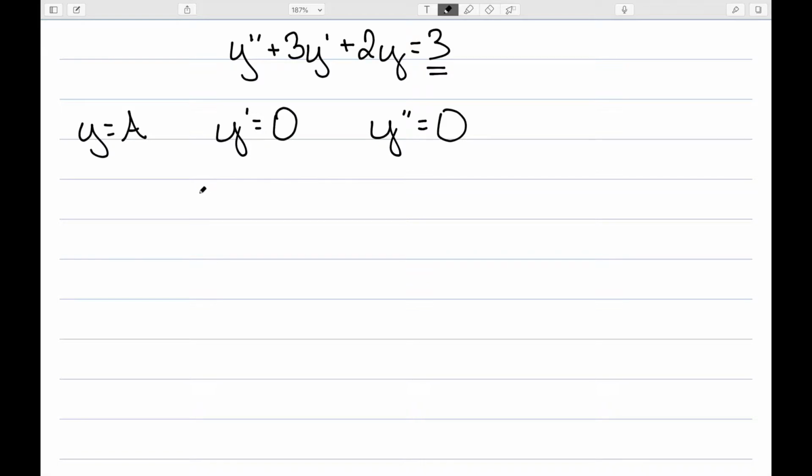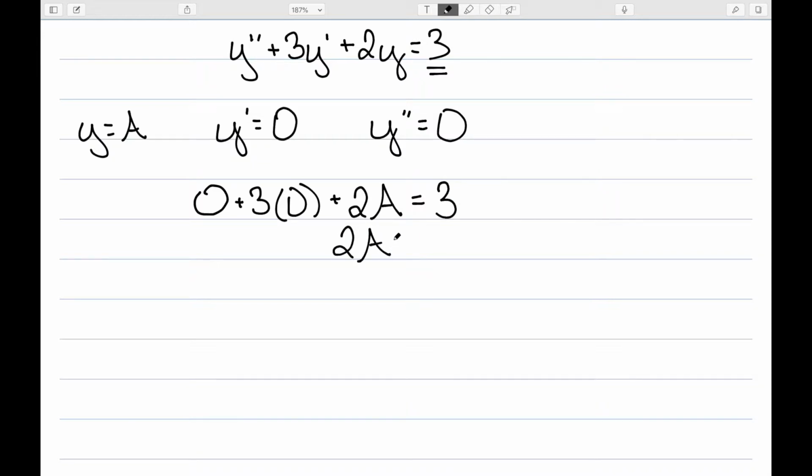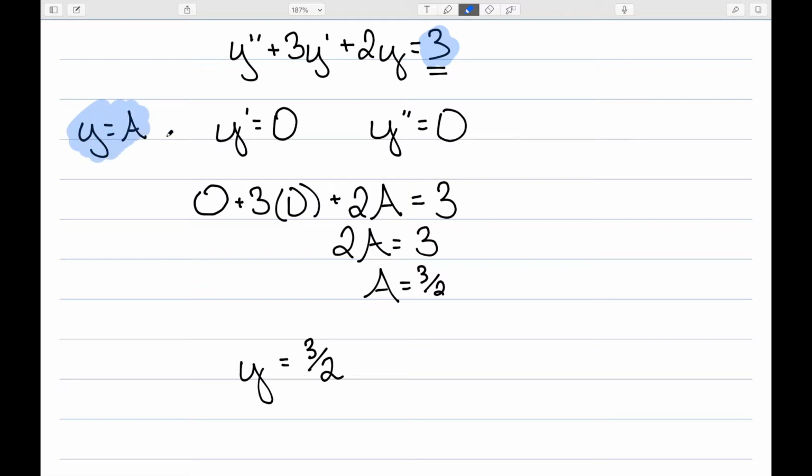Well, then I have y double prime, which we just said was 0, plus 3 times y prime, which we said was 0, plus 2 times y, which I said is of the form a, equal to 3. So we have 2a is equal to 3, or a is equal to 3/2. So this tells me what my function is. My solution would be just the constant function y equal to 3/2. And this is going to be true anytime this number right here is a constant, then we need to start with y equal to a and solve this equation just like this.